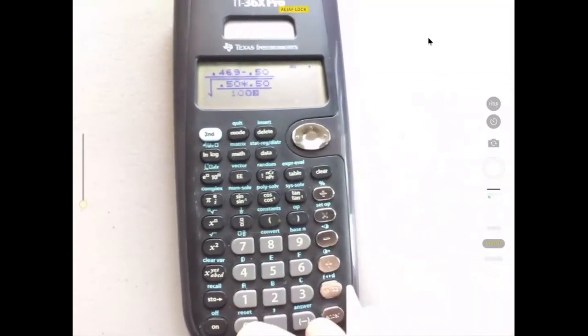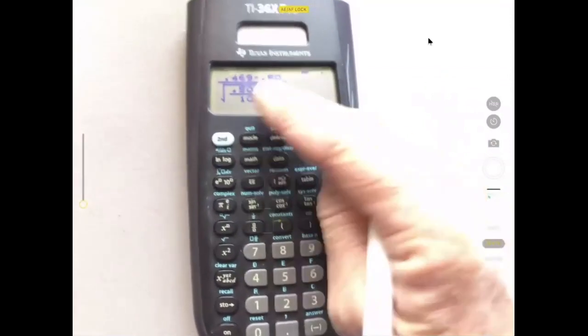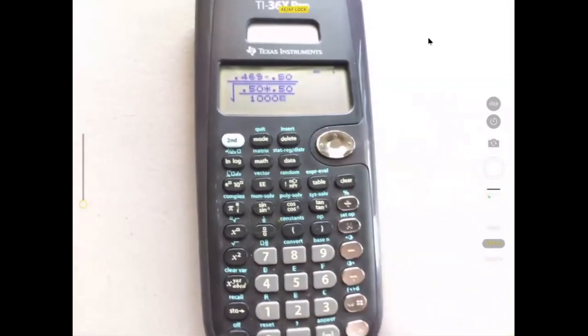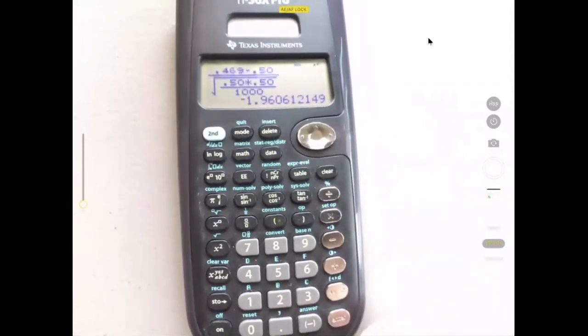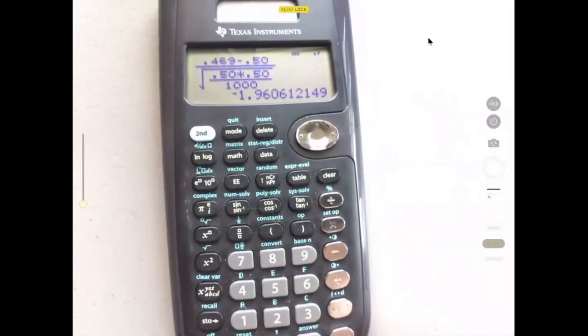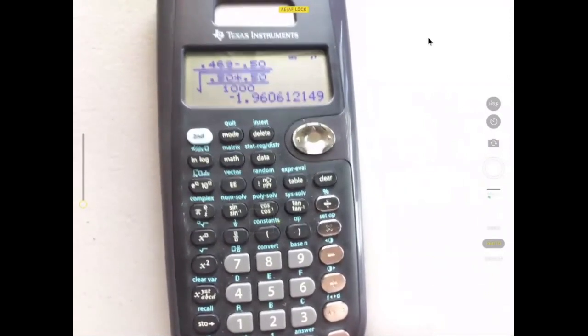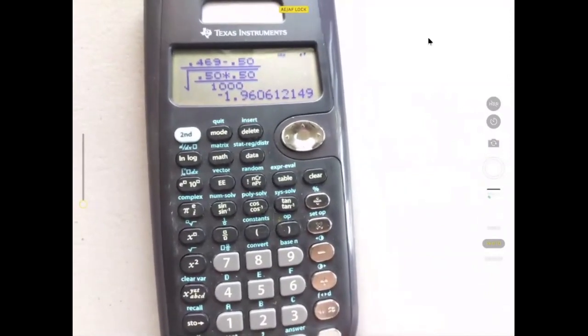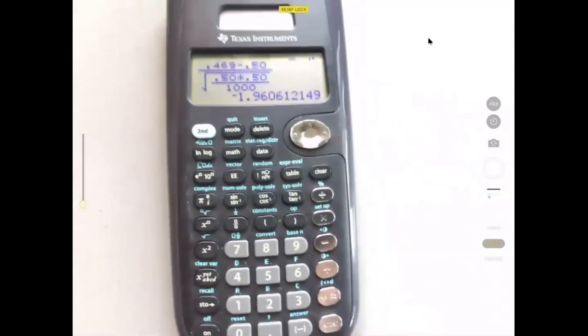So we're just sort of building the standard error in. It's just a normal z-score. And hit enter, and it's negative 1.96, I guess we'll say. You can say negative 1.961 if you like. Okay, any questions about that?